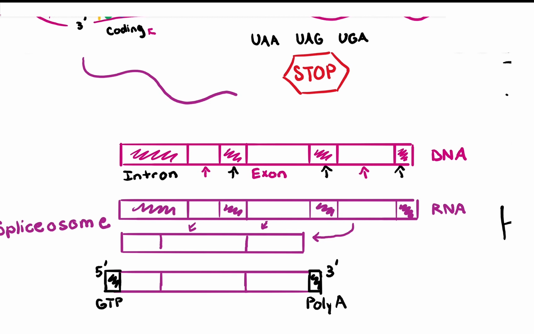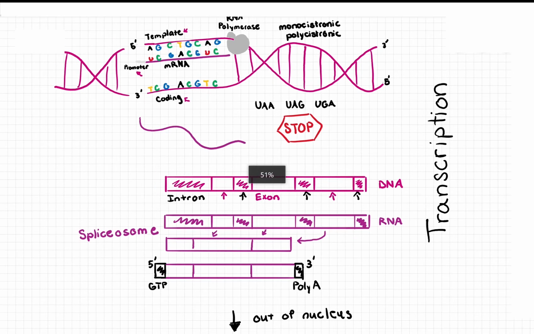Your same mRNA can be cut and restitched into different combinations, and this helps in variation in that single mRNA strand. So we have our final mRNA strand, and now it can finally leave the nucleus. All of this happens in the nucleus. And so this wraps up transcription.